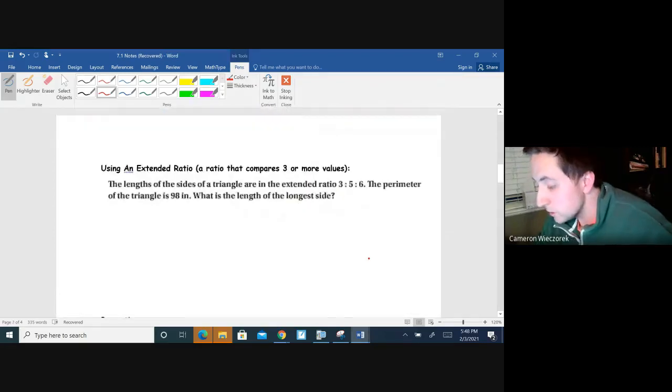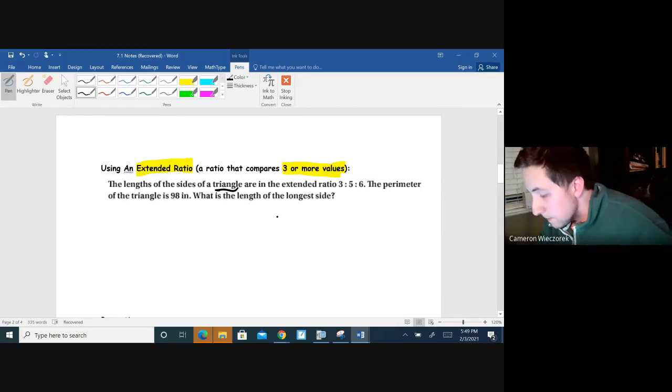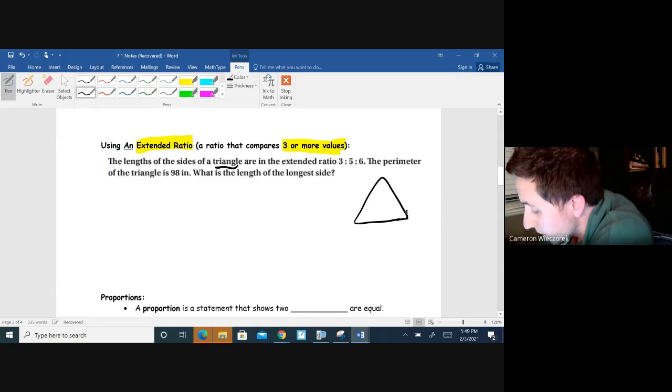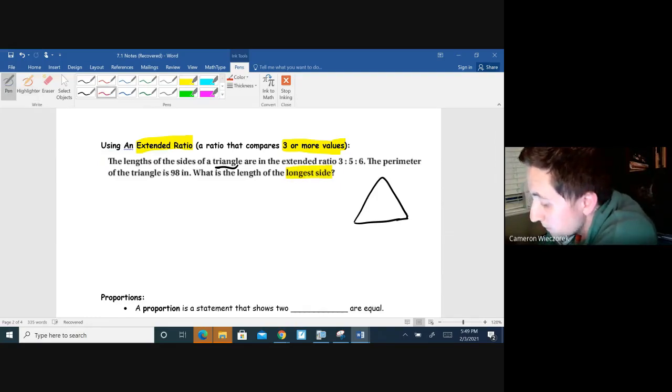Okay, extended ratios. This is when we are comparing 3 or more values. And a very popular example of these would be with a triangle, because you have 3 side lengths. It says the lengths of the sides of a triangle are in the extended ratio 3 to 5 to 6. So I'm going to draw a triangle. The perimeter of that triangle is 98 inches. What is the length of the longest side? That's our end goal.